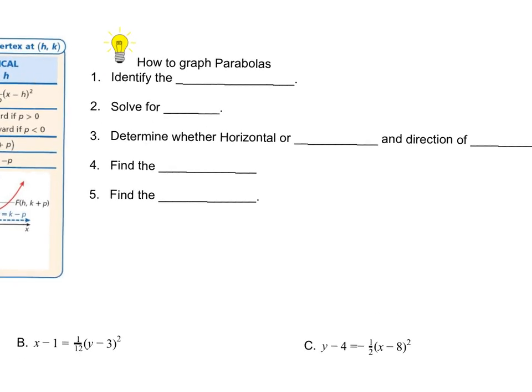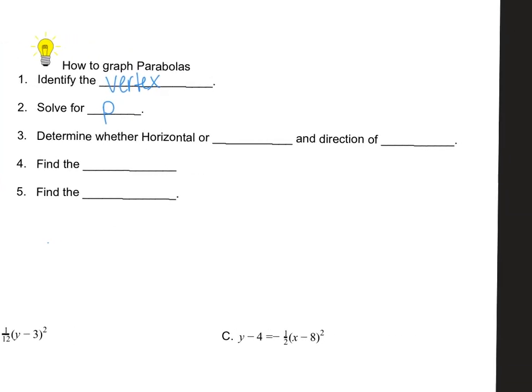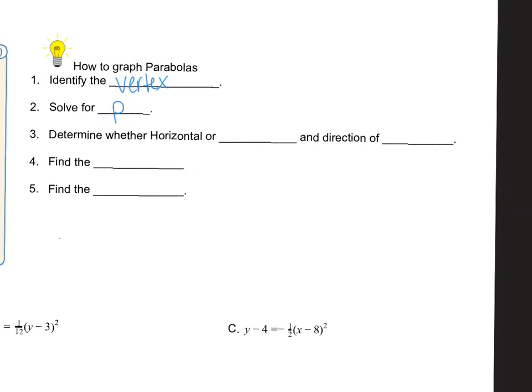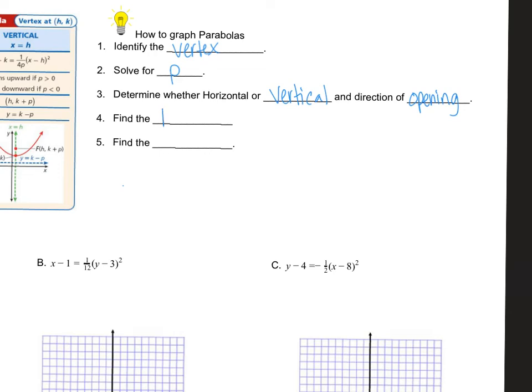How to graph parabolas. So first step is to identify the vertex. Then we're going to solve for p. We're going to determine whether it's a horizontal or vertical parabola and the direction of opening. Then we're going to find the focus and the directrix.